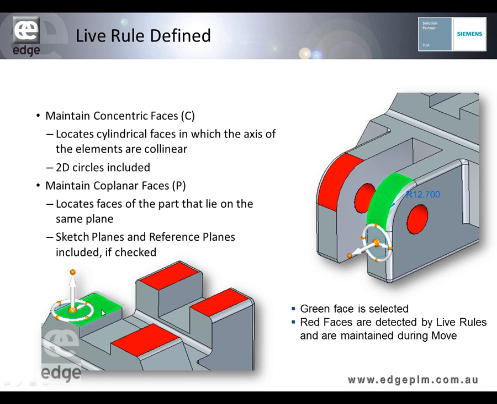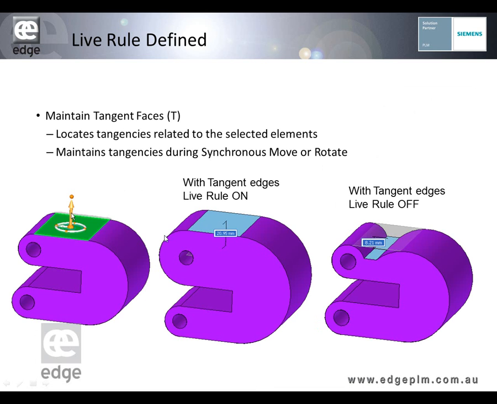If we move this face that we've selected, which is the green one, all the faces which are coplanar with it will move with it. Pretty straightforward. Maintain tangent faces, T. Now these are the faces. This is not tangent C. This is a little different.